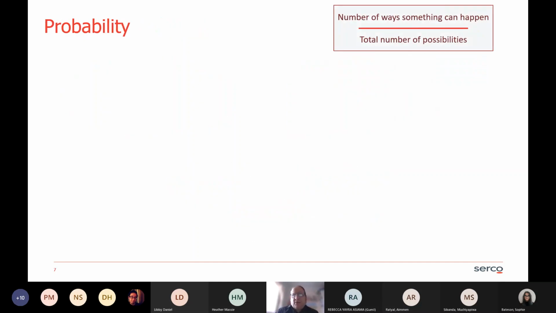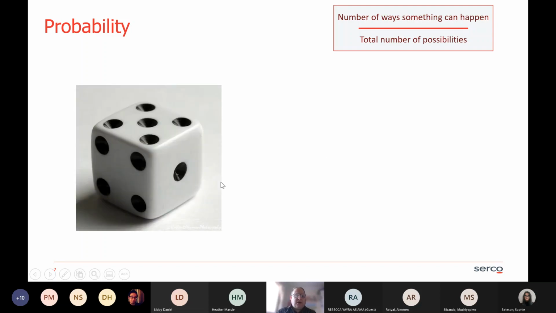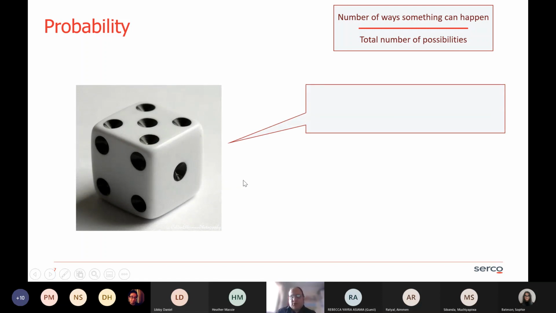So in terms of probability, I've said that the way you work it out is the number of ways something can happen divided by the total number of possibilities. A favourite always with probability is looking at dice, and we all know a dice goes from 1 to 6, 6 sides to a dice, and there's numbers 1, 2, 3, 4, 5, 6 on each side. And so a question might be, what's the chance of throwing a 6? Well, there's only one way I can throw a 6 because there's only 1 6 on the dice. But my total possibilities is the 6 of them, because I could get 1, 2, 3, 4, 5, 6. So as a fraction, it's 1 over 6.